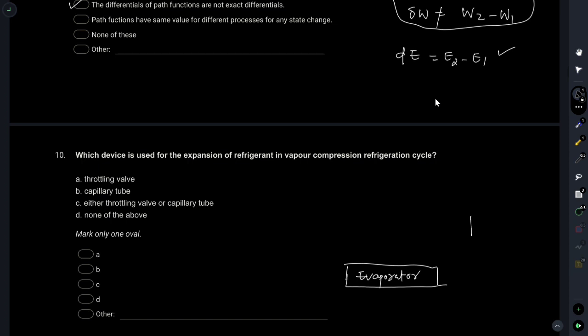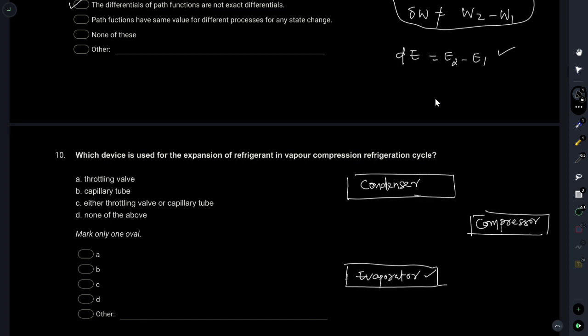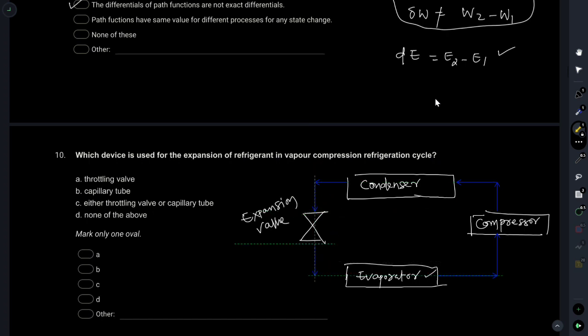Then there is a compressor. So first is the evaporator, then the compressor, then there is a condenser, and there is an expansion valve. We can draw it somewhat like this. So this is an expansion valve. Our cycle will be moving somewhat like this: from here to here, then here to here, then like this, then like this, and like this.